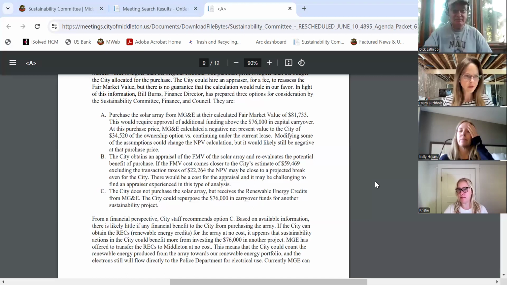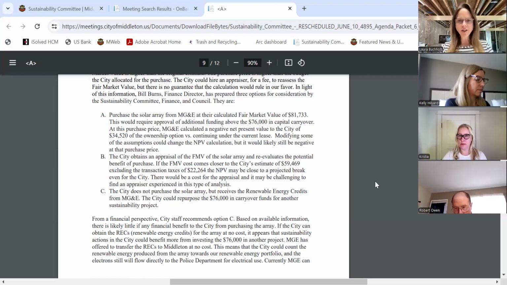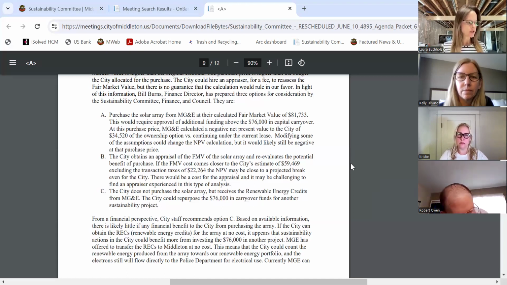Laura? My question is kind of along those lines. I wanted to first start with a basic one, because I read through it, and if this is all the information you have, it does sound like C is the best option. And then it says, from a financial perspective, city staff recommends option C. Does that mean all of staff? Does that mean finance? Because the way it's written, it's like, okay, maybe we could use that money towards another sustainable project. What projects are we talking about? It says investing that 76,000 in another project. Do we have a project?